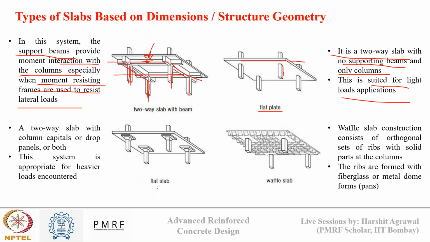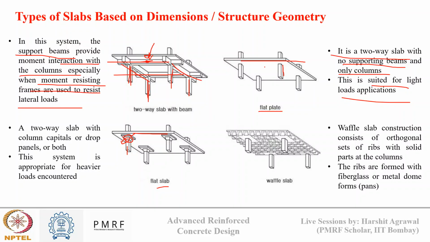Then there are flat slabs. You can see in this there is a slab, a two-way slab, which is supported by the column with the help of a column capital and drop panel. This rectangular small panel that you can see is known as the drop panel, and this trapezoidal panel that you can see below the drop panel is known as the column capital. Using these two elements, the slab is connected to the column, and this system is appropriate for heavier load.